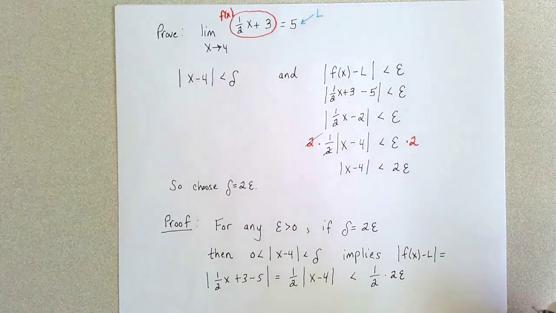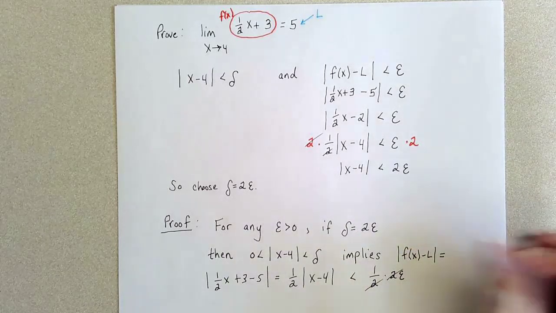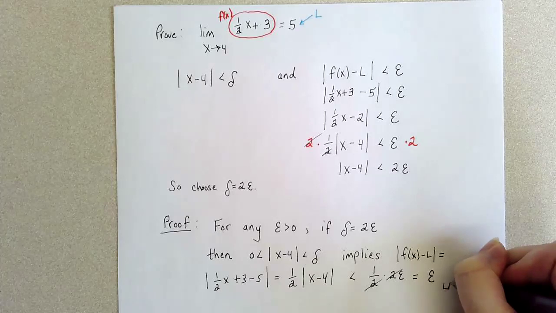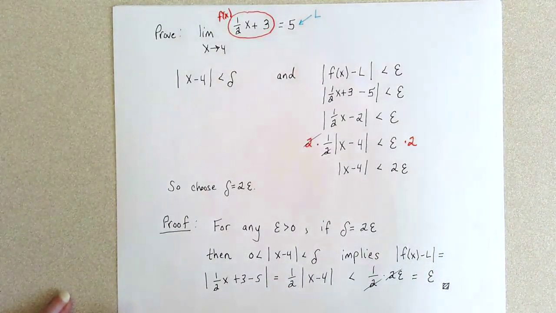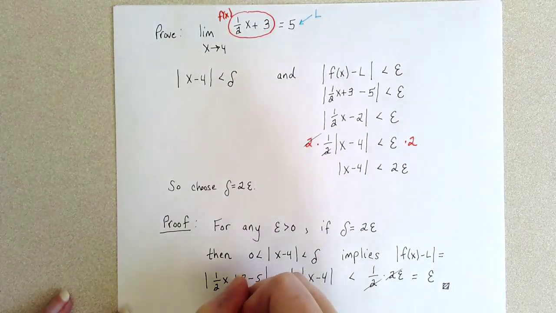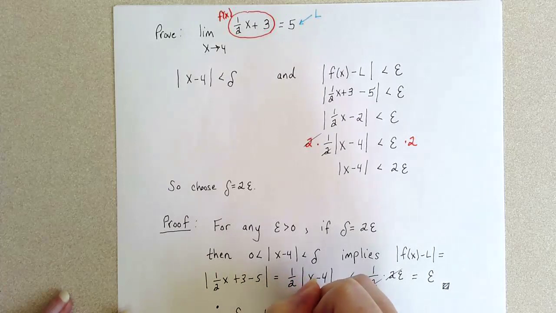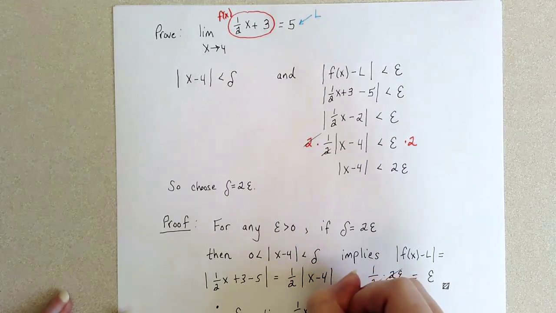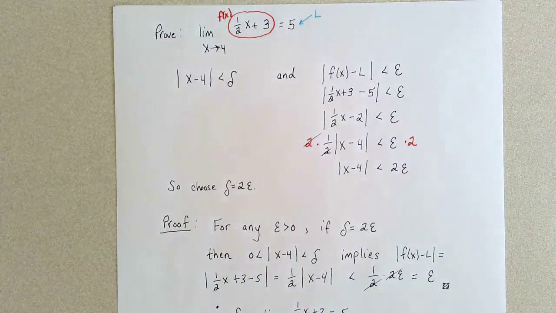Why am I doing that? Because at the end, I want this to say equals epsilon. So now what I can do is cross out those 2's and I can see that this is equal to epsilon, which is what I was hoping for. Okay, so I can either put the little box at the end to say that I'm done with the proof, or you can also put the 3 dots and say, so the limit as x approaches 4 of 1/2 x plus 3 is equal to 5. And so we've completed that one.